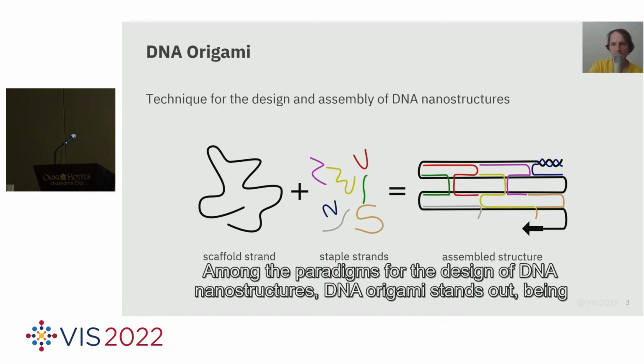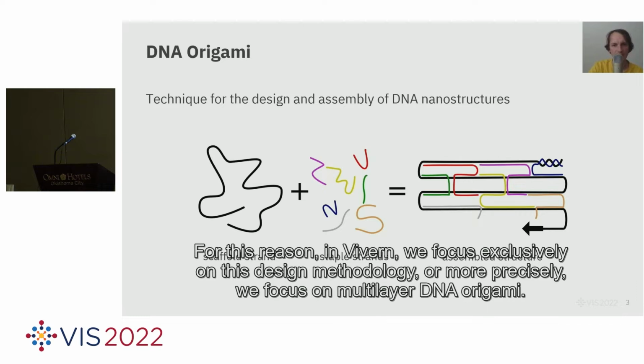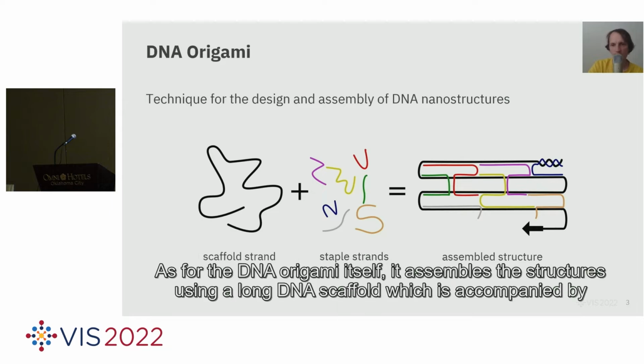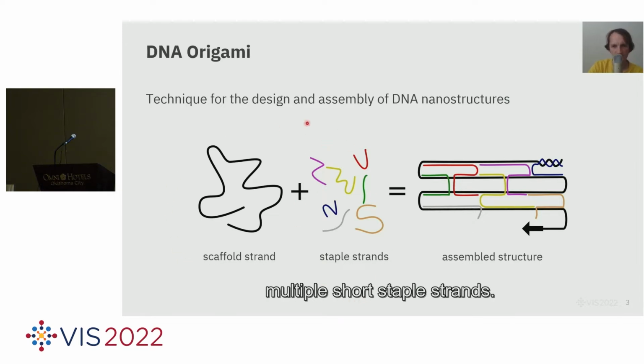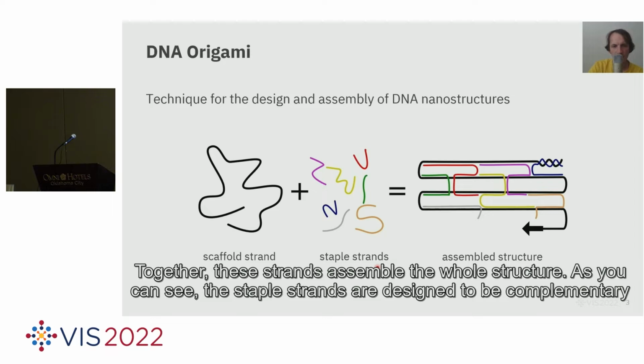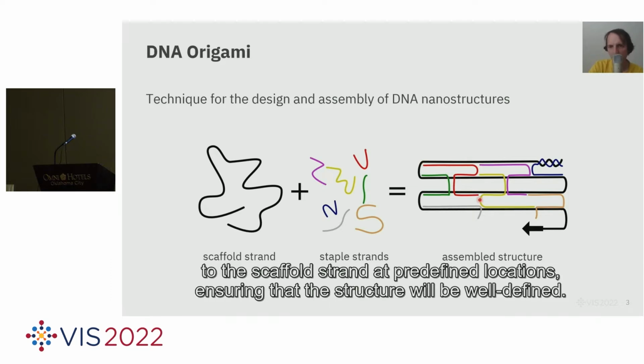Among the paradigms for the design of DNA nanostructures, DNA origami stands out, being a widely popular technique. For this reason, in Vivern, we focus exclusively on this design methodology, or more precisely, we focus on multi-layer DNA origami. As for the DNA origami itself, it assembles the structure using a long DNA scaffold strand, which is accompanied by multiple shorter staple strands. Together, these strands assemble the whole structure. As you can see, the staple strands are designed to be complementary to the scaffold on the predefined locations, ensuring that the structure will be well defined.